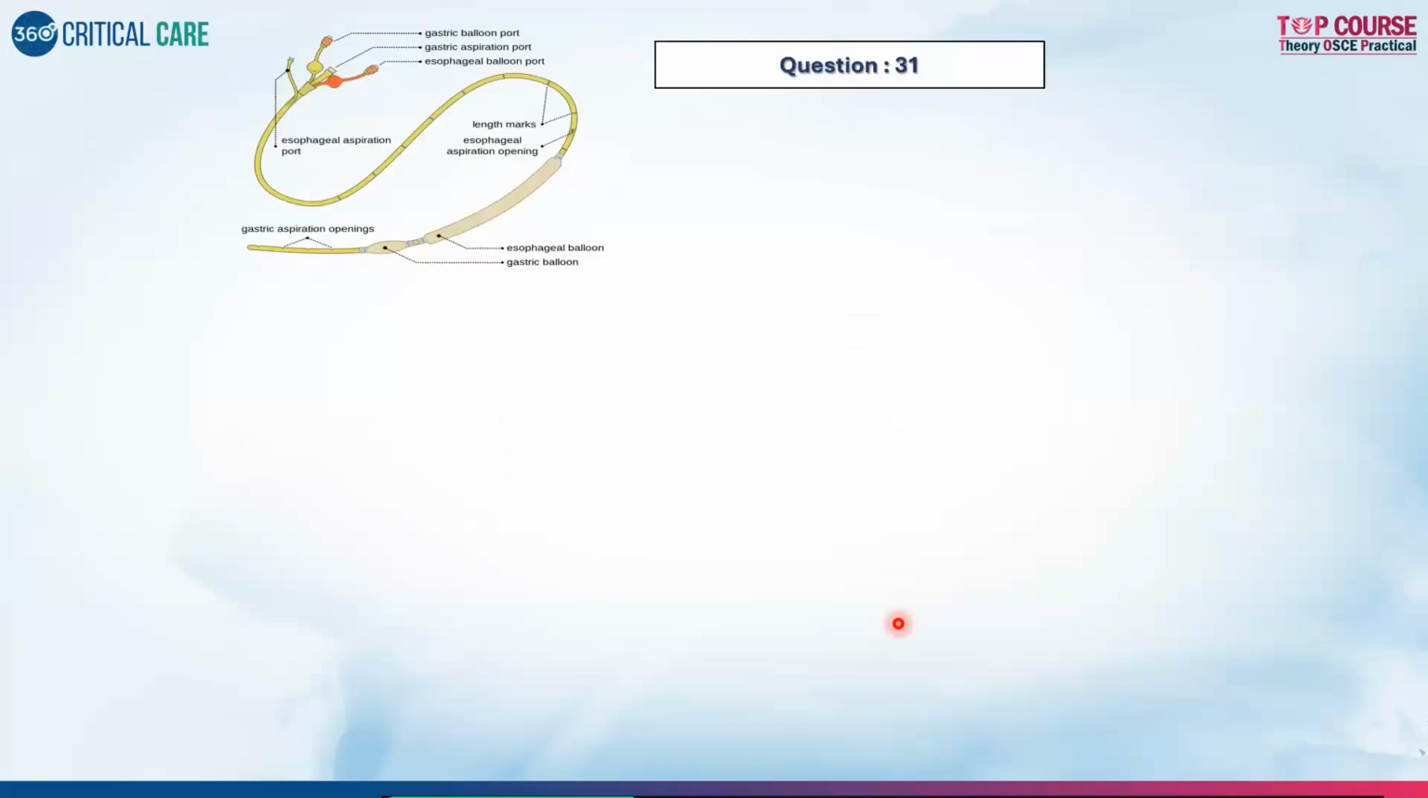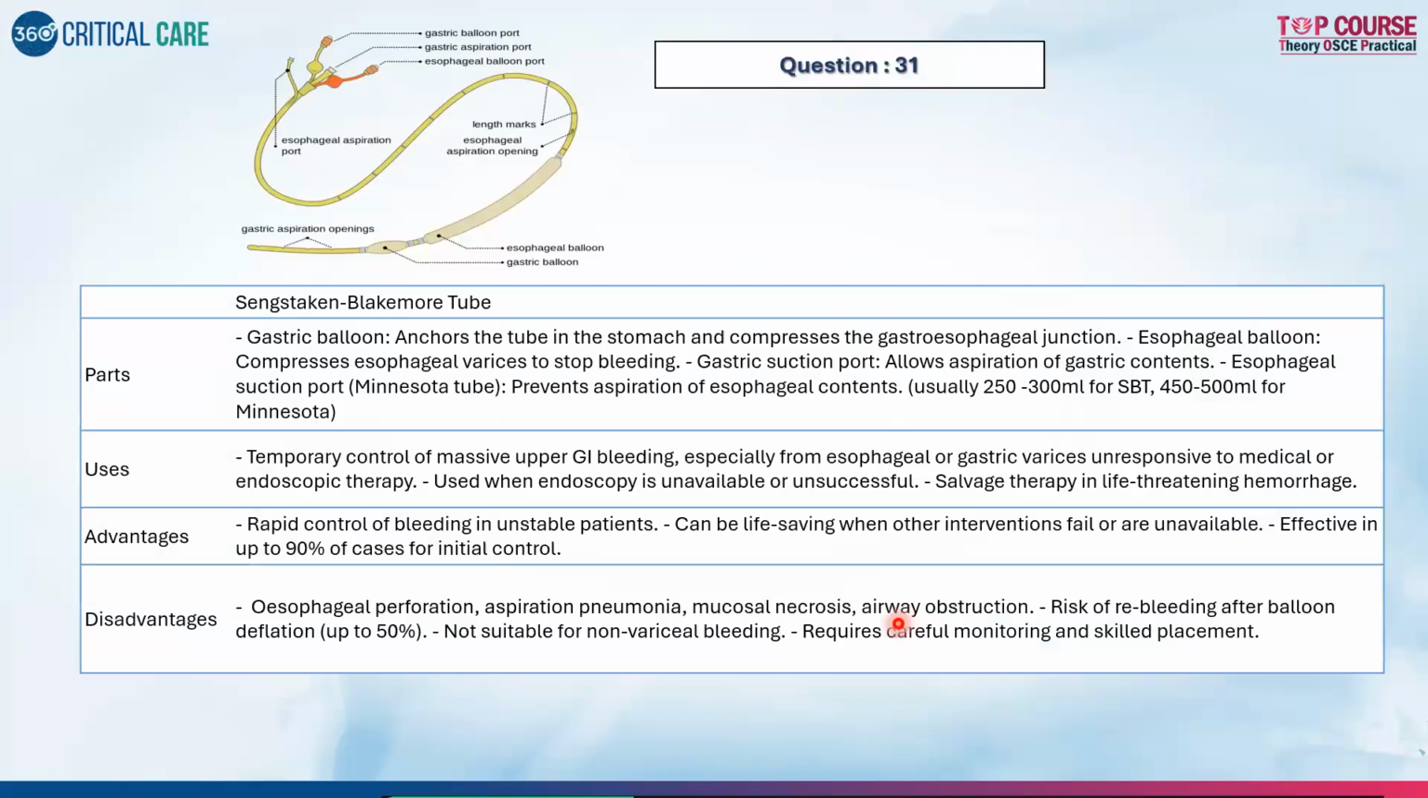Coming to this instrument, which is the Sengstaken-Blakemore tube, it is used for temporary control of massive upper GI bleed from esophageal or gastric varices, which are unresponsive to medical or endoscopic therapy, or as a salvage therapy in case of life-threatening hemorrhage. When we have to describe the parts, it consists of 3 ports: the gastric balloon port, the gastric aspiration port, and the esophageal balloon port. The gastric balloon port is inflated first. It is usually 250 to 300 ml in case of the Sengstaken-Blakemore tube.